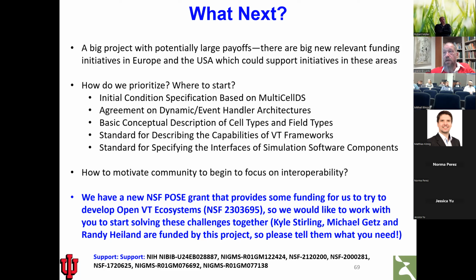We need to prioritize and start. Again, I think initial condition specification is easier because it doesn't have the concept of time evolution in it. It makes it a little bit easier. We could try to agree on dynamics and event handler architectures and interfaces. We could try to build conceptual descriptions of cell types. Chemical fields wind up being a lot easier if we don't include advection. Everybody seems to agree pretty well on how they work. It would be nice to have some standards for describing the capabilities of the virtual tissue frameworks and their components, and for specifying the interfaces of those software components. I think those are all possible.